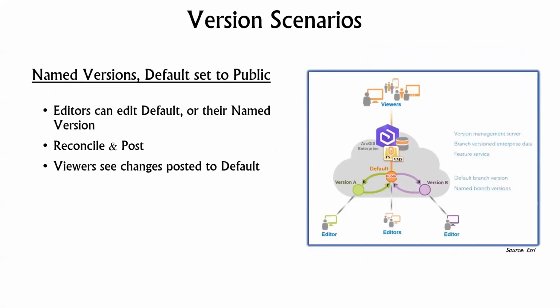In this next scenario, we have two named versions, version A and version B, created from the default version, which is set to public access. Any of these three versions could be edited. Multiple users for the default, editor A for the version A, and editor B for version B. All edits here are reconciled with default, and then the viewers can see the changes via the web feature layers.